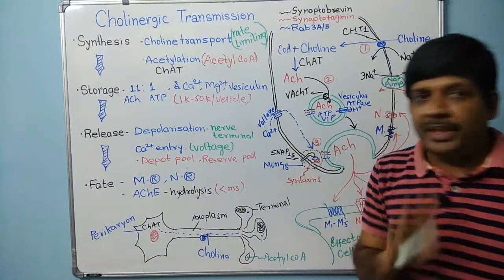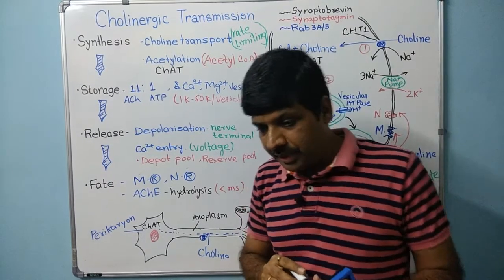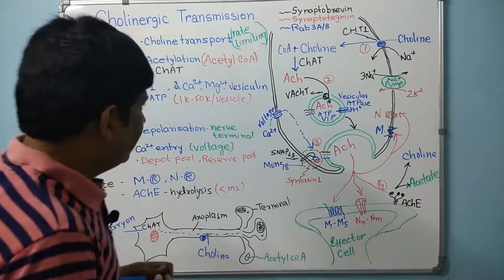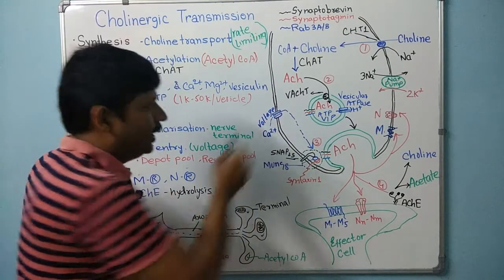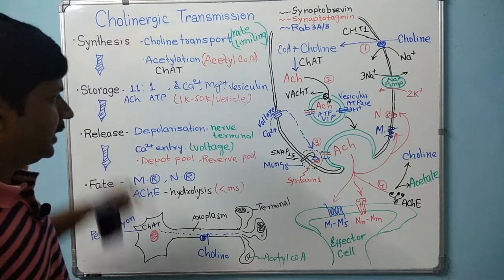Now there has to be release. After storage there has to be release. Upon depolarization of the nerve terminal, there is opening of a voltage gated calcium channel. We are discussing the release.